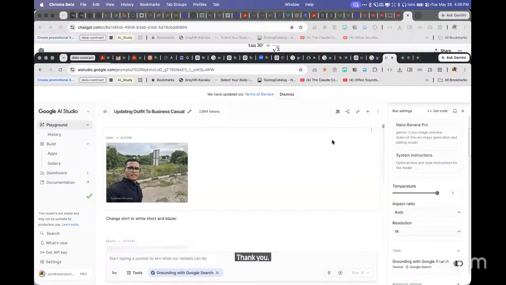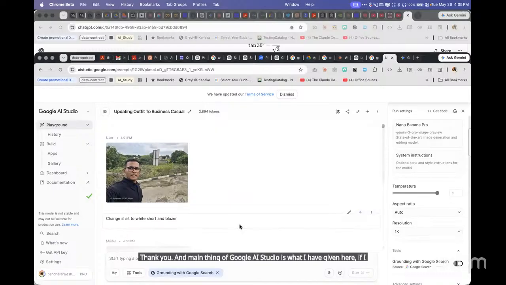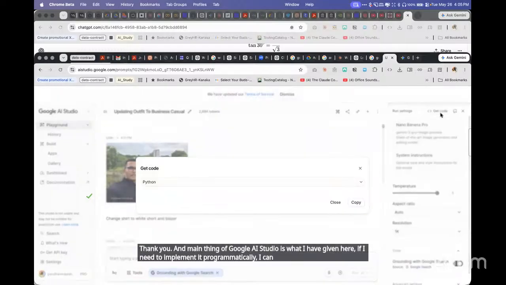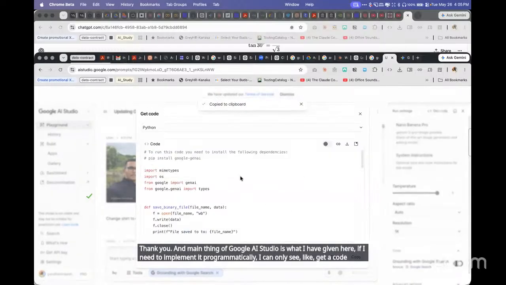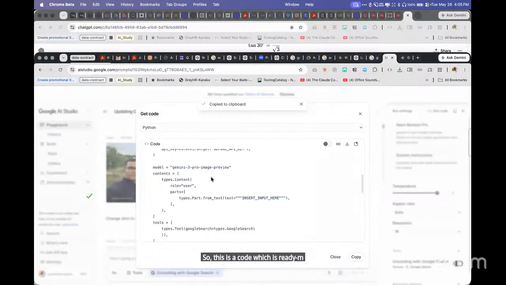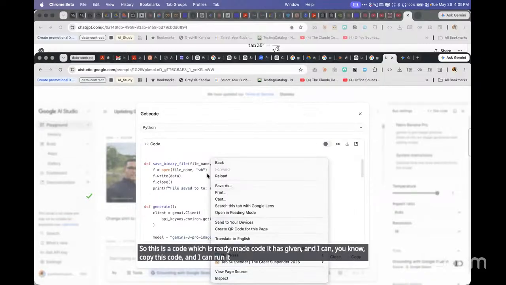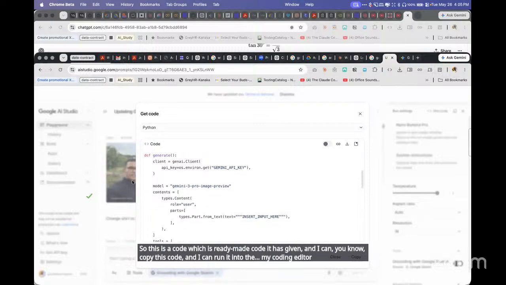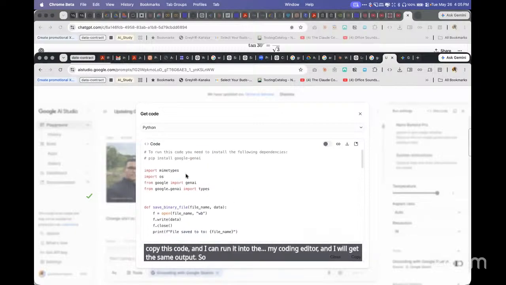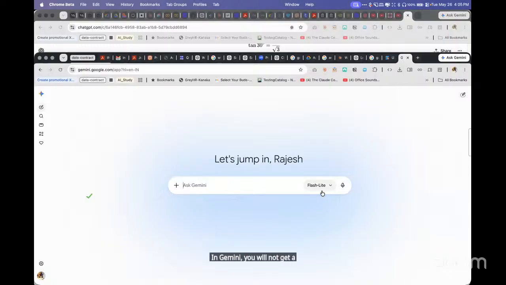And the main thing of Google AI Studio is what I have shown here. If I need to implement it programmatically, I can just click get code. Okay, so this is ready-made code it has given, and I can copy this code and run it in my coding editor, and I will get the same output. So that is the best part of this Google AI Studio. If you give something here in Gemini, you will not get the code version of it.